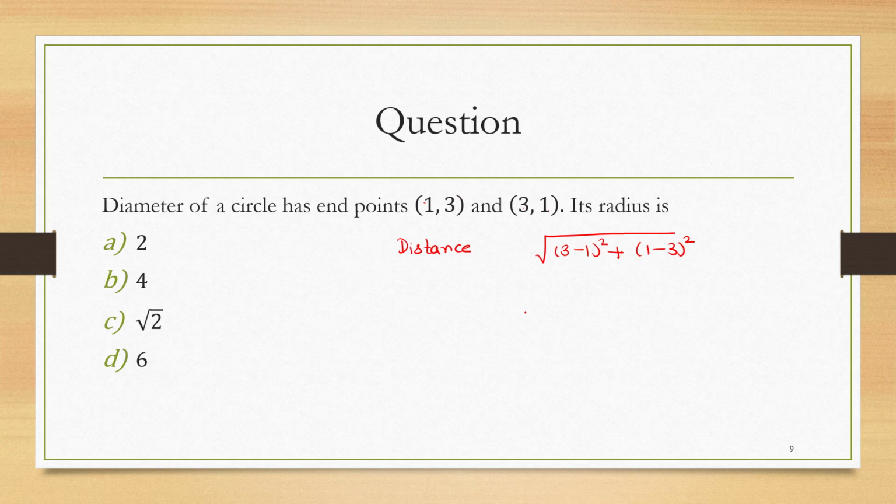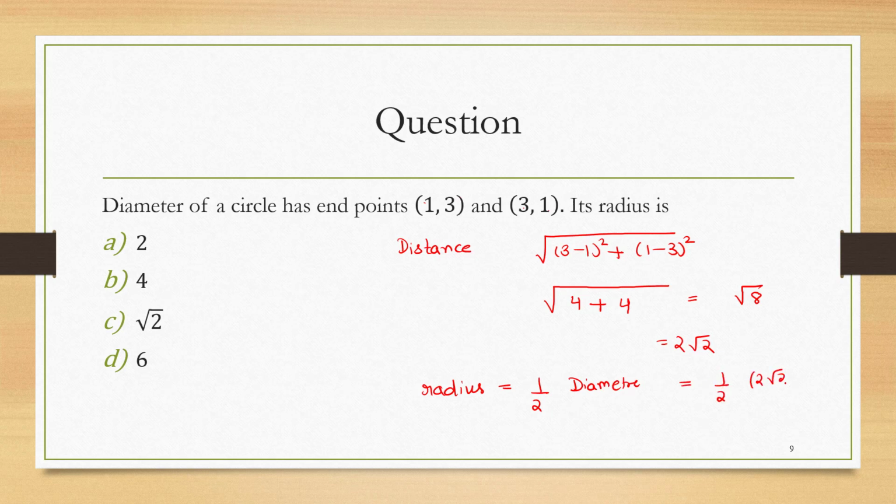This is from the distance formula that we have done in straight lines. That is square root of (3 minus 1) whole square, that is 2 square, 4, plus (1 minus 3) whole square, that is (minus 2) square, 4. So this is square root 8 or 2 square root 2. This distance is actually the length of the diameter and the radius is half of the diameter, 1 by 2 into 2 square root 2. So the answer here is square root 2.